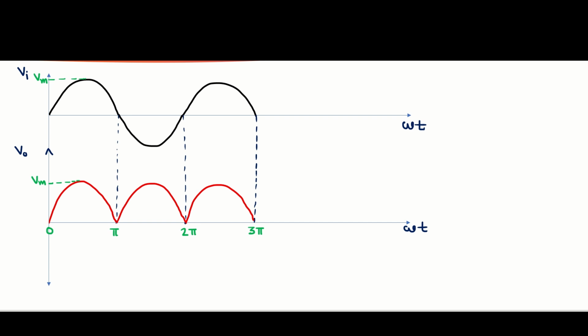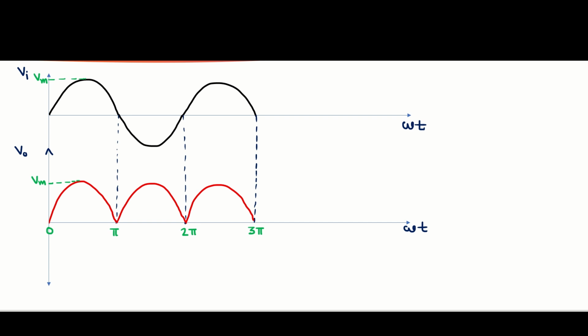Okay, look onto the input voltage Vi. When omega t from pi to 2 pi, the input voltage is also a half cycle, but it is a negative polarity. But at the same time, the output voltage is a half cycle, but it is in positive polarity. So why, when omega t from pi to 2 pi, does the output voltage become a positive value?